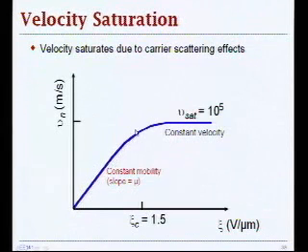And if you keep increasing the field, then you basically end up with this scattering effect, and you have constant velocity. For both PMOS and NMOS, this constant is approximately equal to 10 to the 5 meters per second. So it's 100 kilometers per second velocity of your carriers. And the value of the electric field at which these scattering effects dominate and you model your velocity as constant is called the critical electric field.